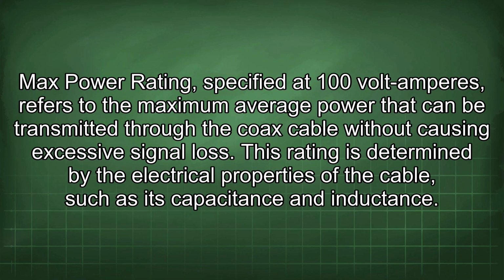Max power rating, specified at 100 volt-amperes, refers to the maximum average power that can be transmitted through the coax cable without causing excessive signal loss. This rating is determined by the electrical properties of the cable, such as its capacitance and inductance.